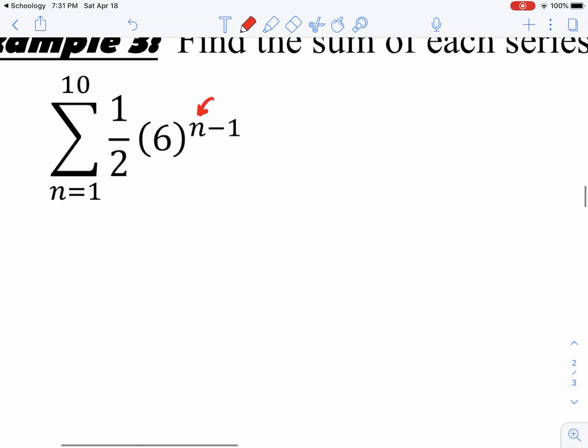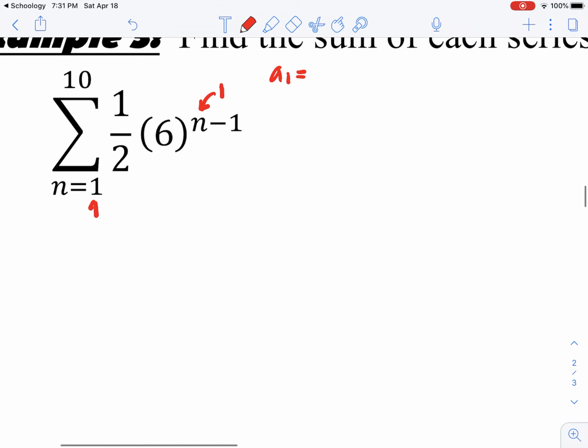In order to use the geometric sum formula, you need the first term. So I'm going to plug in 1 for n and see what I get, because the first term is found by plugging in 1. I get n minus 1, which is 0. What is 6 to the 0 power? 1. What's 1 times 1/2? 1/2.